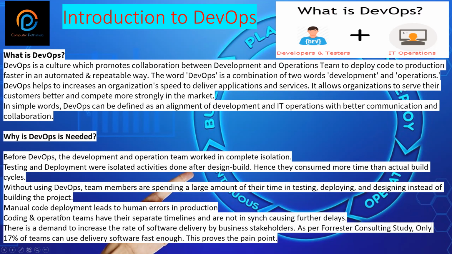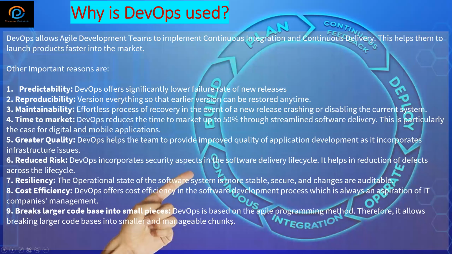As they were doing manual code deployment, manual code deployment led to human errors in production. Clear? Then the coding and operation teams had separate timelines, so there was not a single common timeframe for any release cycle. There was a separate timeline for the developers and a separate one for the operations team. Understood? Now, is your doubt clear, or do you still have any doubt?